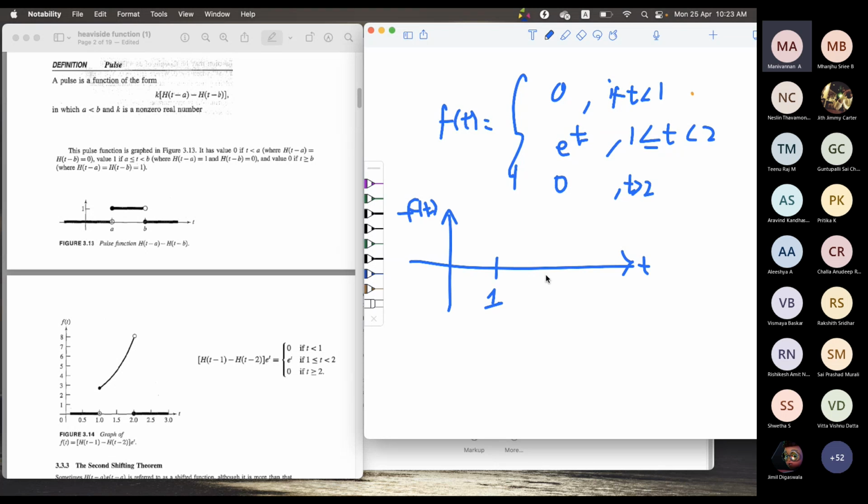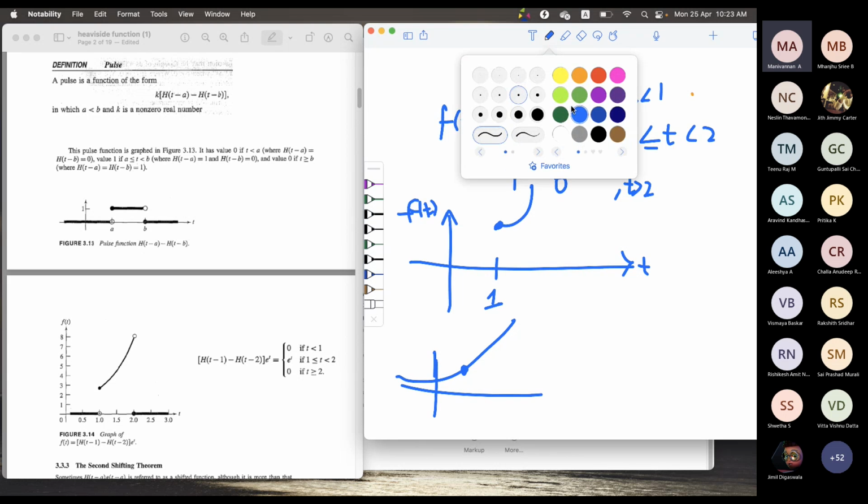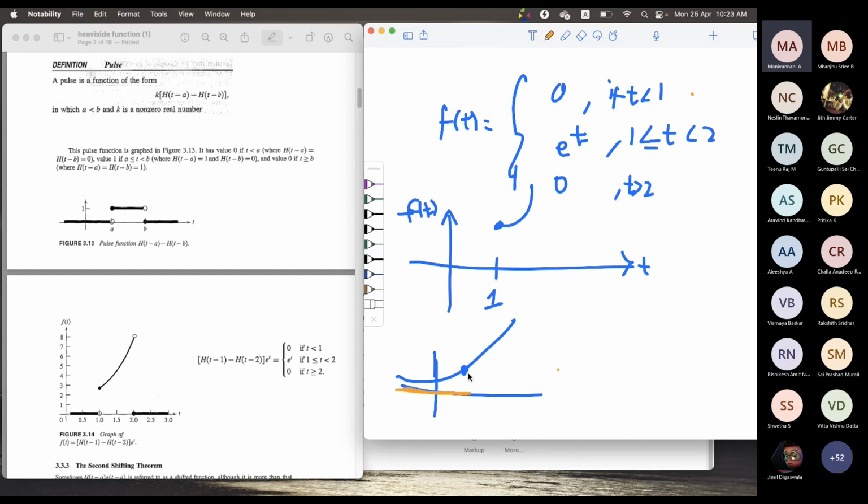Until 1 it is 0, right? Then from 1 onwards it goes like this, e raised to the power t, which has this nature. So we pull down this function up to this one point. We make this line 0, so the value becomes 0. Then up to 2 it follows e to the t, and for the remaining part, more than 2, the graph from here onwards is 0. That's it.